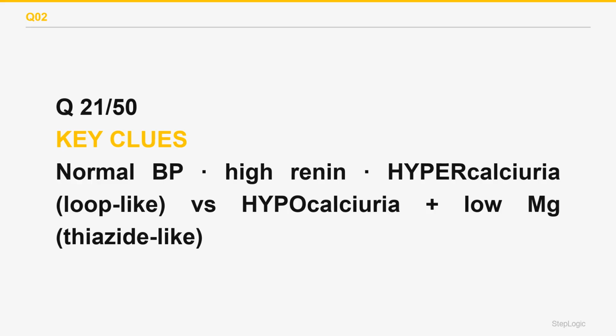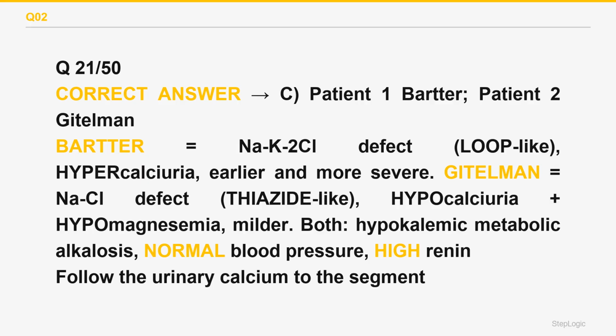Bartter syndrome is a defect of the sodium-potassium-2-chloride cotransporter in the thick ascending limb, the loop diuretic target, so it reproduces loop physiology including hypercalciuria, and it presents earlier and more severely. Gitelman syndrome is a defect of the sodium chloride cotransporter in the distal convoluted tubule, the thiazide target, so it reproduces thiazide physiology including hypocalciuria, and it characteristically adds hypomagnesemia. The urinary calcium is the single discriminator, and choice D inverts it. The correct answer is C.